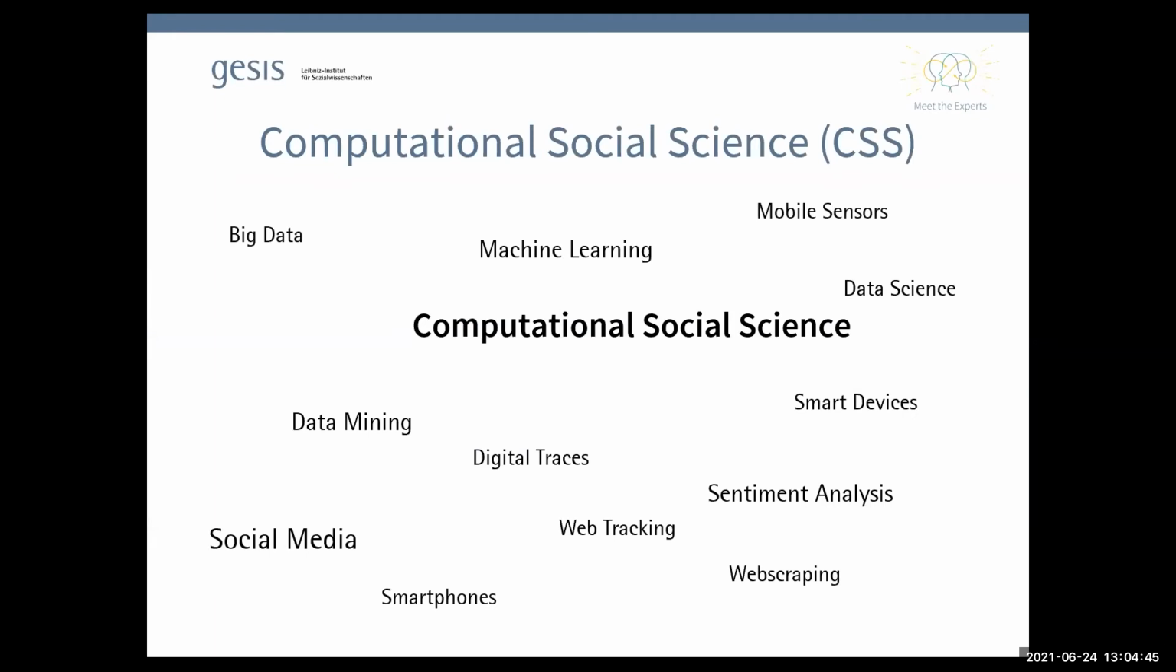You might have come across the term computational social science without knowing exactly what it means. You might have also come across all these various other buzzwords that are currently appearing in different contexts, like big data, data mining, digital traces, mobile sensors, all these kind of things, which are sort of related to computational social science and play a role in the field. And I hope to be able to contribute a bit to you getting some clarity on how all this fits together in the end, at the end of this talk.